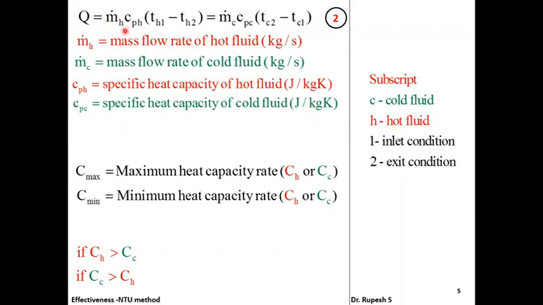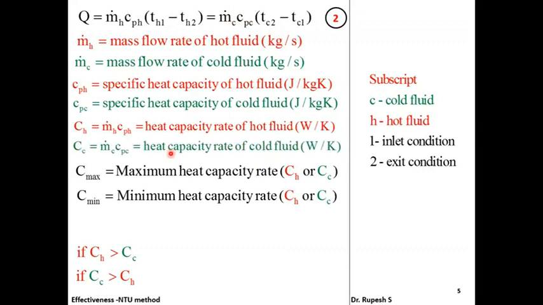Normally, the terms m dot h into Cp or m dot c into Cp appear commonly in heat exchanger calculations, so it is convenient to combine them to form a single term known as heat capacity rate, represented by capital C. Ch is the heat capacity rate of the hot fluid, given by combining m dot h and Cph. So Ch is equal to m dot h Cph. Similarly, if we combine m dot c into Cpc, we will get the heat capacity rate of the cold fluid, capital C suffix small c, Cc.